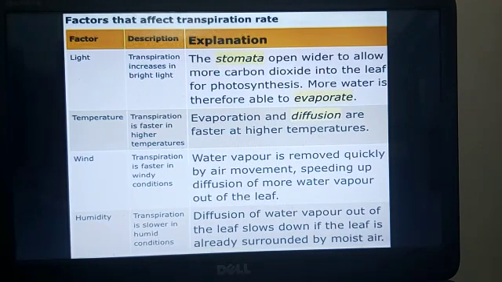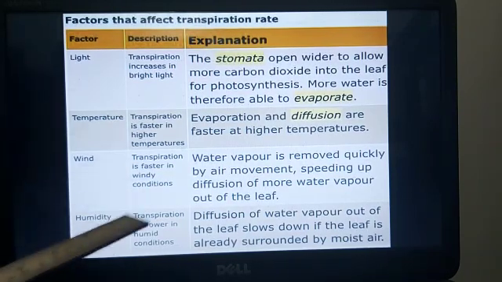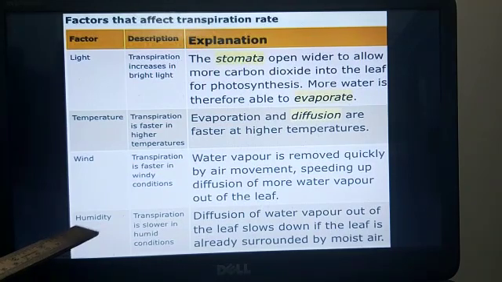The third parameter is wind. Transpiration is faster in the windy conditions. Why does this happen? Because water vapor is removed quickly by air movement, speeding up diffusion of more water vapor out of the leaf. The next is humidity. Transpiration is slower in humid conditions. Diffusion of water vapor out of the leaf slows down if the leaf is already surrounded by moist air.